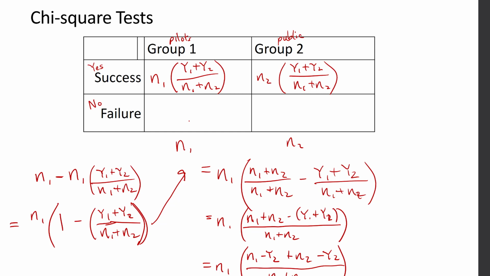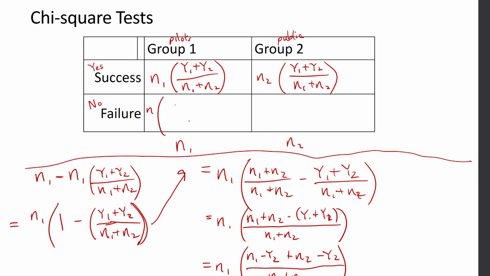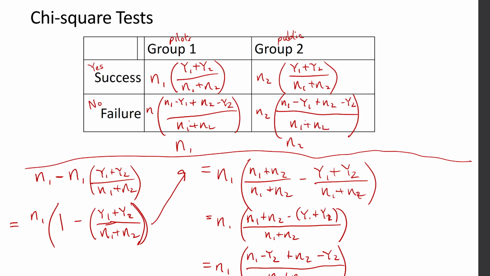And I'm going to write this expected number of failures in that way in my table, and you'll see why in a second. So this one's going to be n1 times n1 minus y1 plus n2 minus y2 all over n1 plus n2. And using the same logic, we would have n2 times that same stuff over here. So minus y1 plus n2 minus y2 all over n1 plus n2. All right.